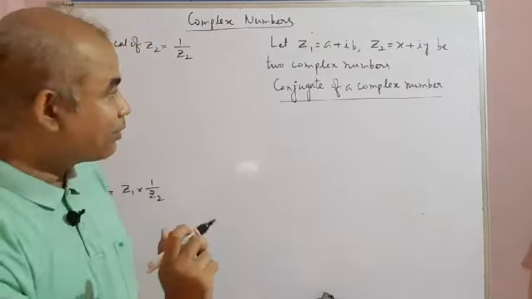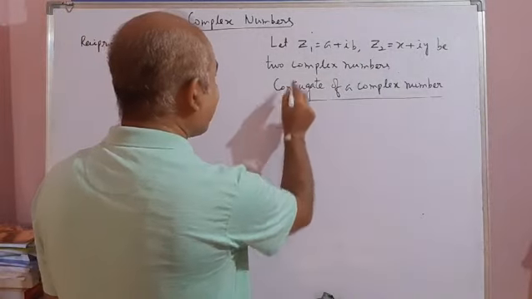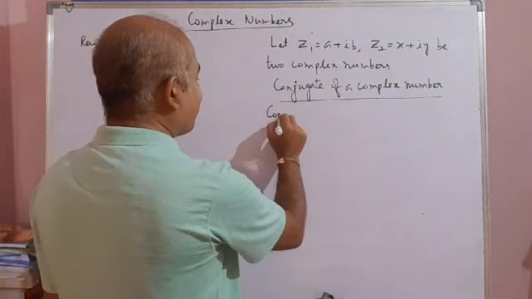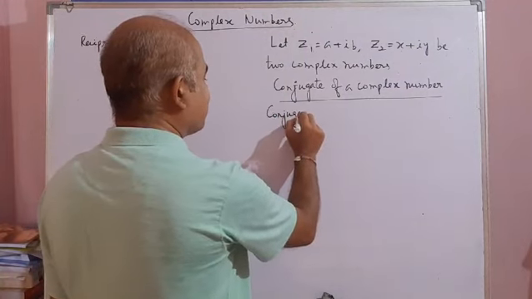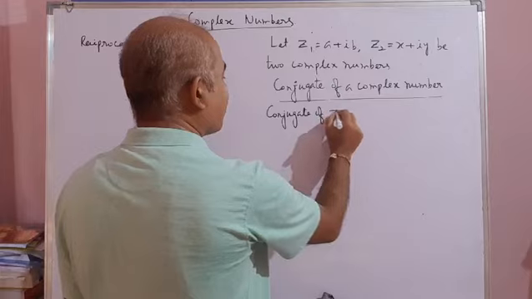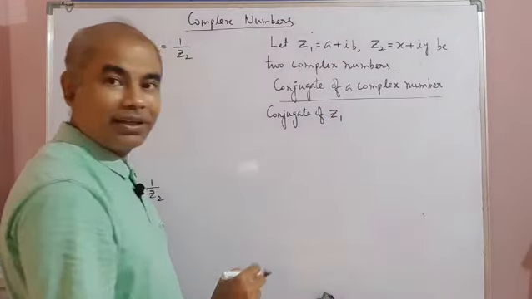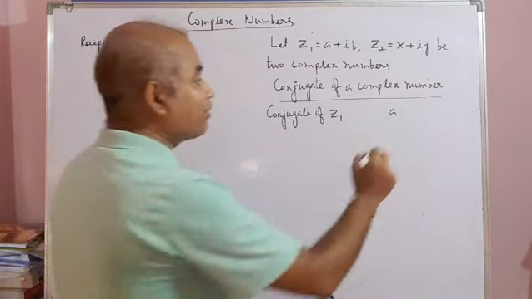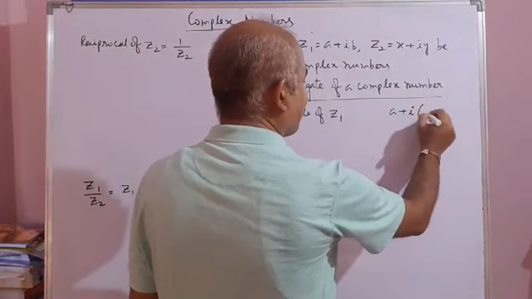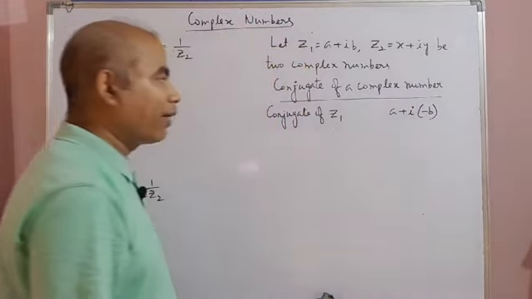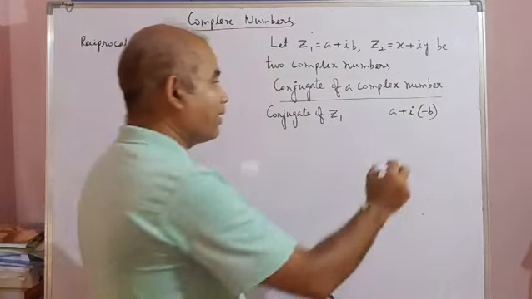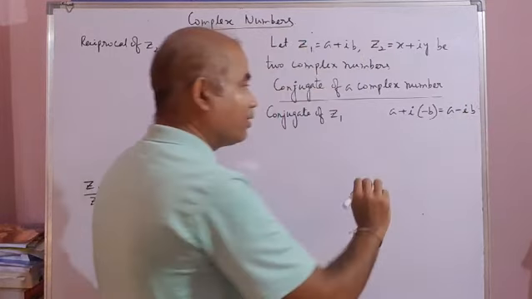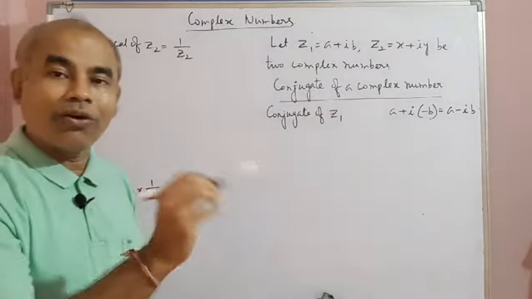Okay, suppose here our Z1 is a plus ib. So what is the conjugate of Z1? Here you have to change the sign of the imaginary part. From plus b, it will be minus b. That means it will be a plus i into minus b, or simply a minus ib. You need to change only the sign of the imaginary part.